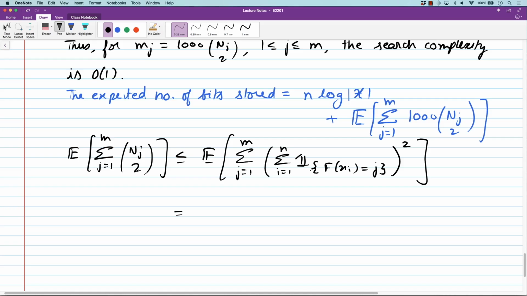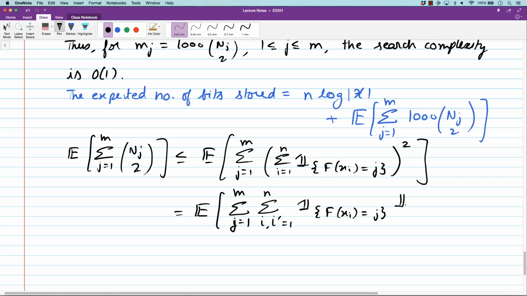So we can expand the square. This kind of trick, I'm not sure if you've done this before, but this is a very handy trick. Very simple but handy trick is to expand this square. So this is a very complicated looking term, but we can express this square as the sum over I, I prime both between 1 and n, indicator function f(x_i) equals j, multiplied with indicator function f(x_i prime) equals j.